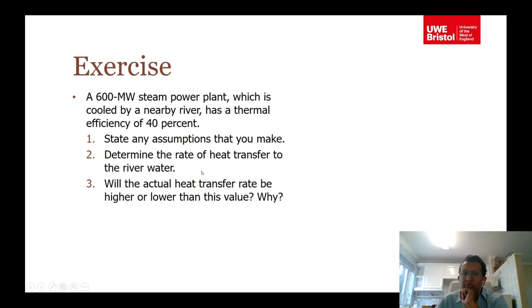So something that you can do is, if you have a 600 megawatt steam power plant, which is cooled by a nearby river, and it has a thermal efficiency of 40%, can you determine the heat transfer to the river? So how you do this is, 600 megawatt steam power plant means that is your W net. So your W net is actually 40% of the heat supplied. So the heat supplied should be 600 divided by 40 multiplied by 100.